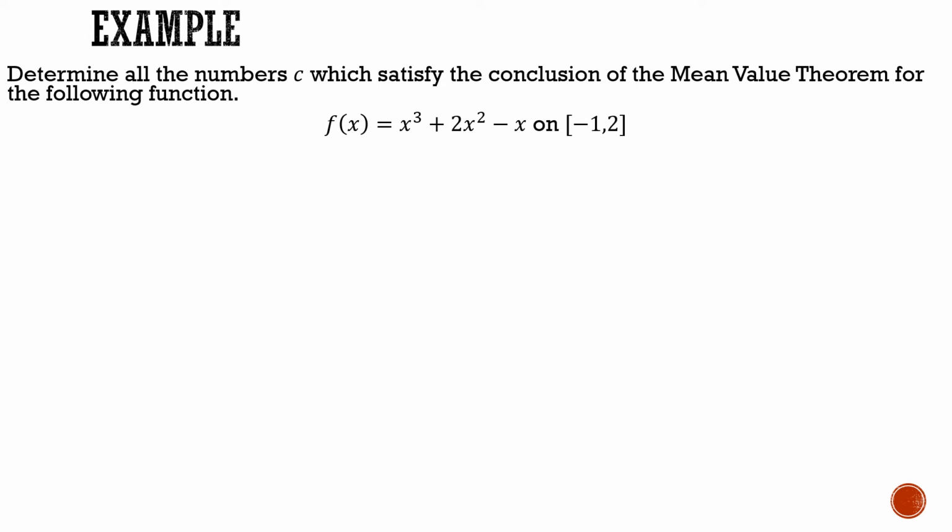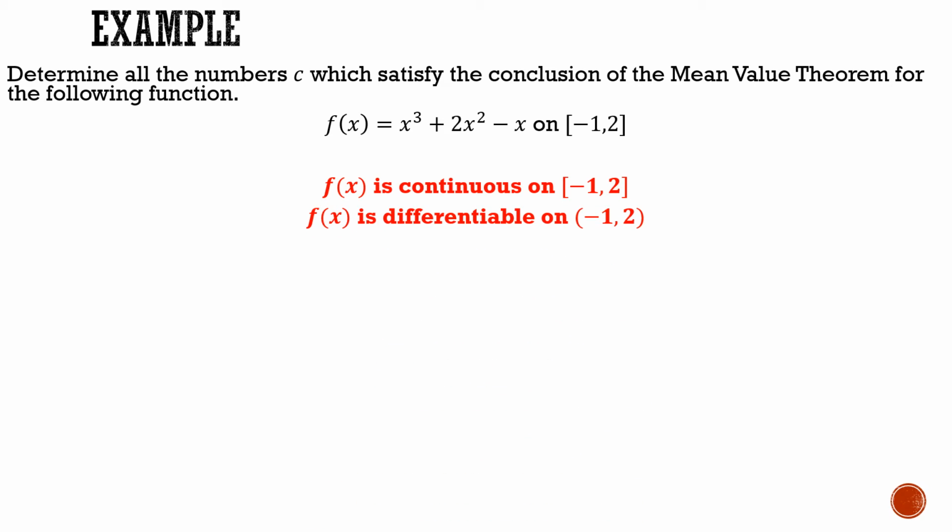All right, so here's our example. It says determine all numbers C which satisfy the conclusion of the mean value theorem for the following function. Now, in order to do this, again, you have two conditions. Your first condition is that it is continuous. And since it's cubic, I know that for sure it's going to be continuous. Next, I want to know, is it differentiable? Yes, this function is differentiable. Now, notice on continuous, I use closed brackets versus on differentiable, I use open brackets because I can't be differentiable on an endpoint.